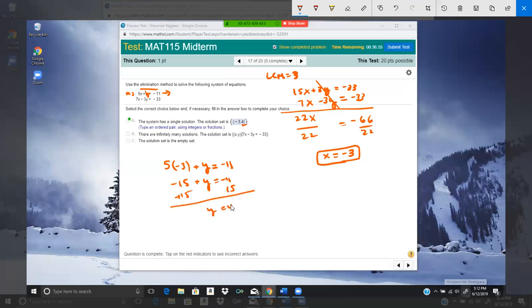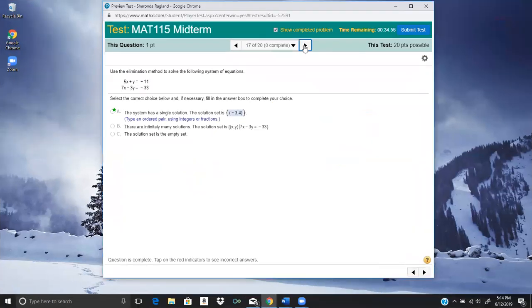So we get y is equal to 4. So that's the ordered pair, -3 for x first, and then y, 4. So you've got to make sure you put it in as an ordered pair. Okay.